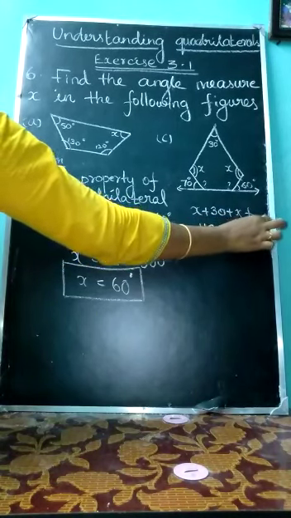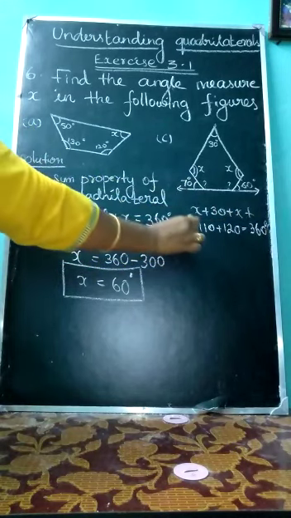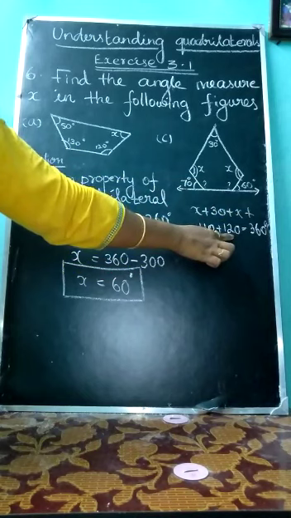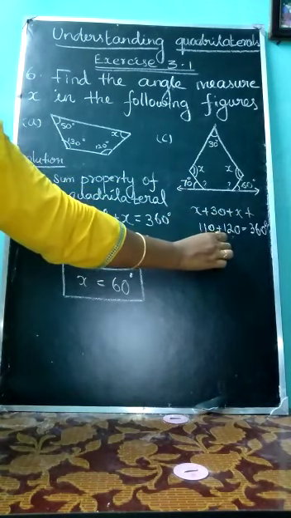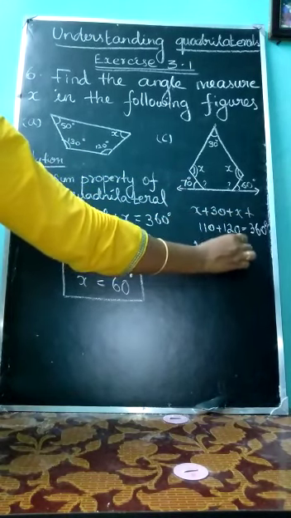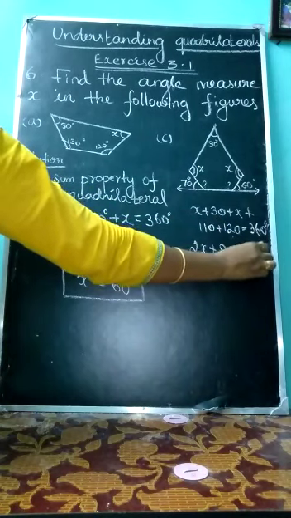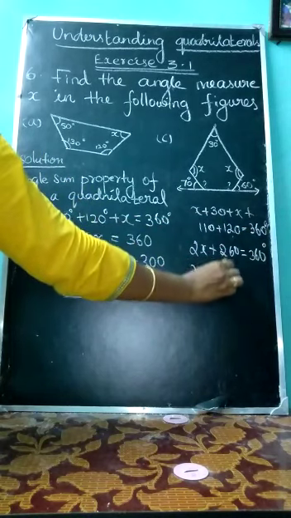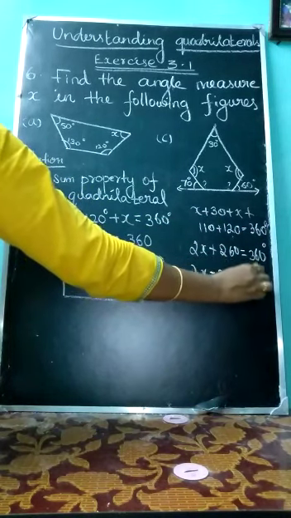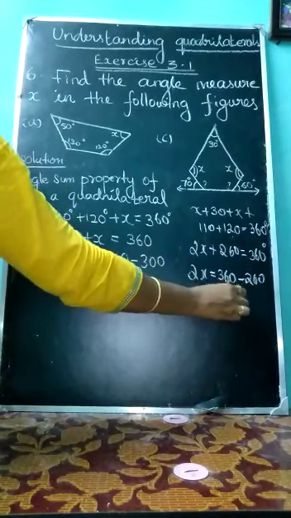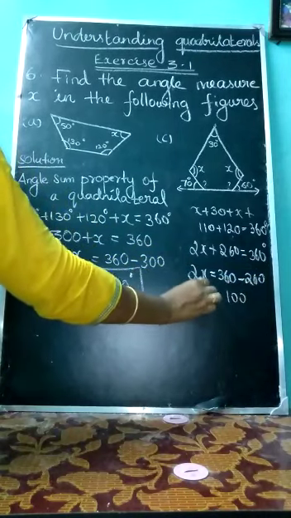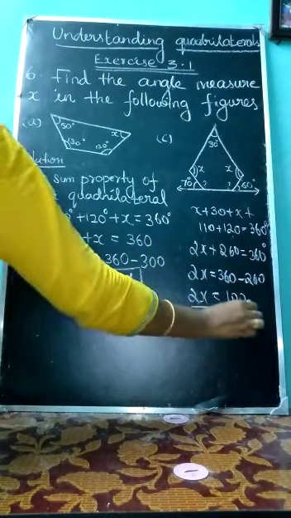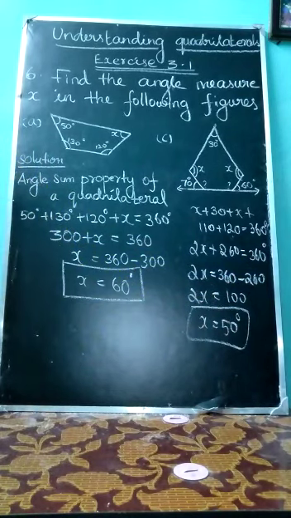x plus x, 2x. 110 plus 120, 230. 230 plus 30, 260. So 2x is equal to 360 minus 260. So that is 100. 2x equal to 100. So what about the x value? That is 50 degree. Therefore the unknown value is 50 degree. That's all.